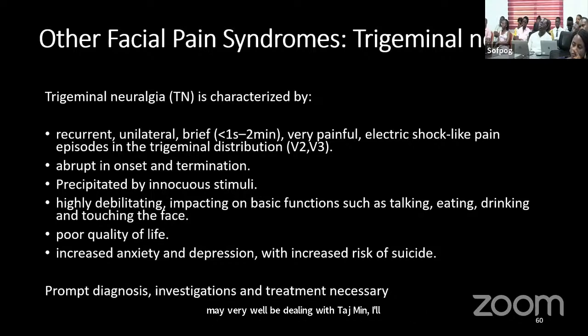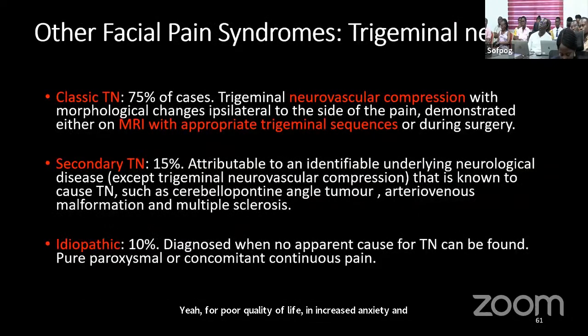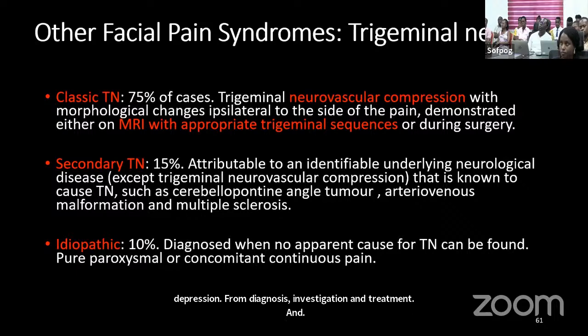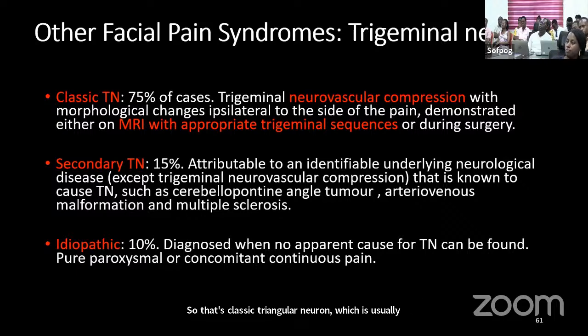Okay, it really makes for a poor quality of life with increased anxiety and depression. A prompt diagnosis, investigation, and treatment is necessary. So there's classic trigeminal neuralgia, which is usually caused by a neurovascular compression of the nerve. Okay, and with this, an MRI will be very useful in identifying it, so that the appropriate intervention, which is usually a surgical decompression, can be initiated.